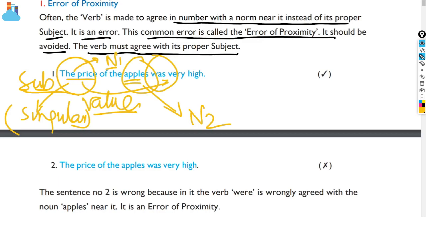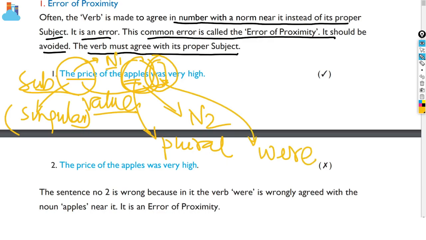So many times what happened, my dear children? So these apples are there, apples. This is plural. Therefore, this will be were, because the plural form of was is were. Therefore, this will be the mistake, my dear children, and this mistake is called what? The error of proximity. Proximity का मतलब क्या है? Proximity का मतलब है nearness. I suppose you understood it.